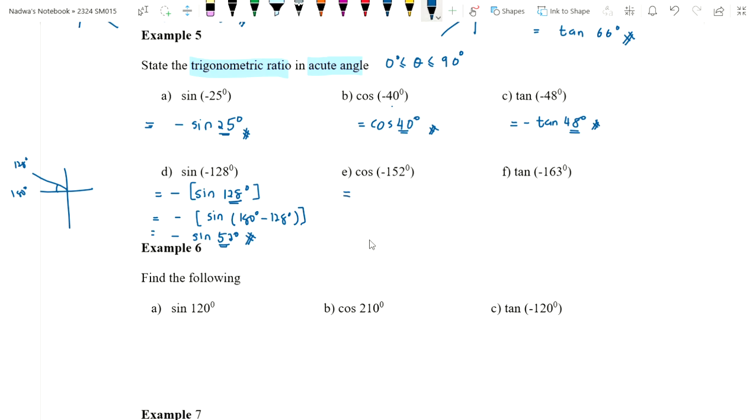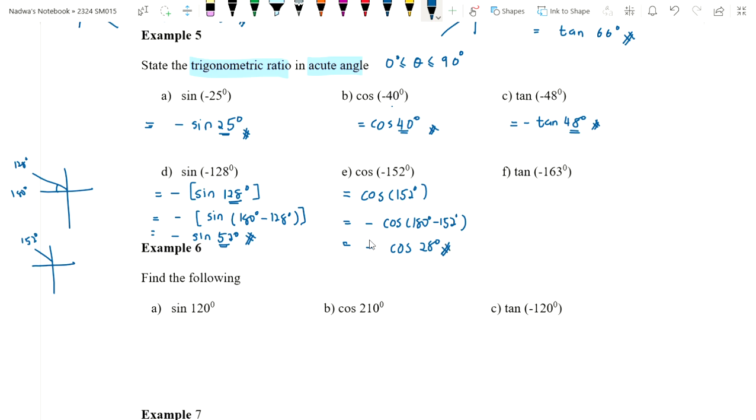Okay, so cos negative 152 degree is equal to cos 152 degree. And then 152 lies in the second quadrant. But remember, cos is negative in the second quadrant. So it's equal to negative cos of 180 minus 152. So it's equal to negative cos 28 degree.